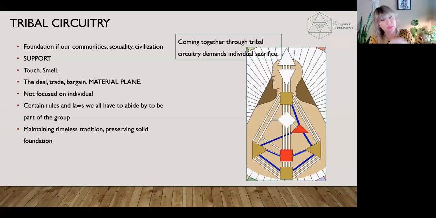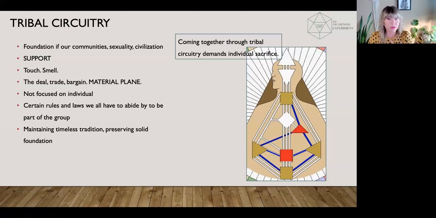Okay. So this is also kind of an overview slide just to remember the general points of tribal circuitry, and then we'll dive into the circuits within tribal that we're going to look at today, kind of the sub-circuits. So of course, tribal circuitry is the foundation of our communities, sexuality, and civilization. The key word is support. For individual, it's empower. For tribal, it's support. For collective, it's sharing. So this is about support.